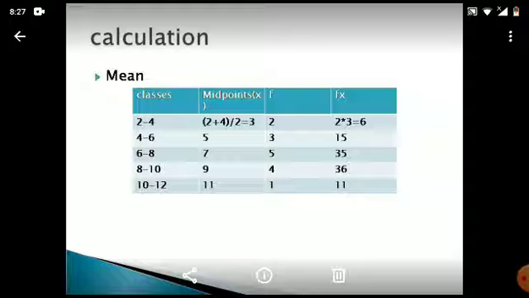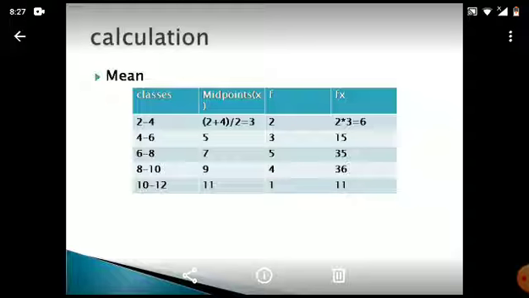Now multiplying x with the corresponding f. 2 multiplied by 3 is 6. 5 multiplied by 3 is 15. 7 multiplied by 5, 35. 9 fours are 36, and 11 times 1, 11. What we did is we found the midpoints and then multiplied our midpoints with the corresponding frequency. We have got a column of fx.